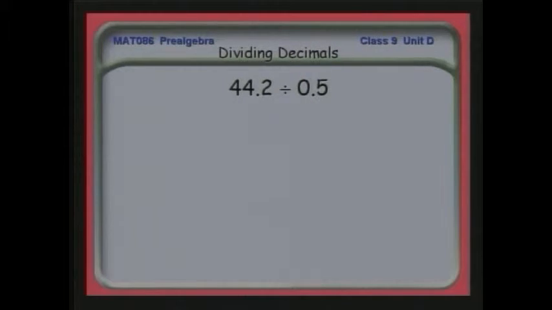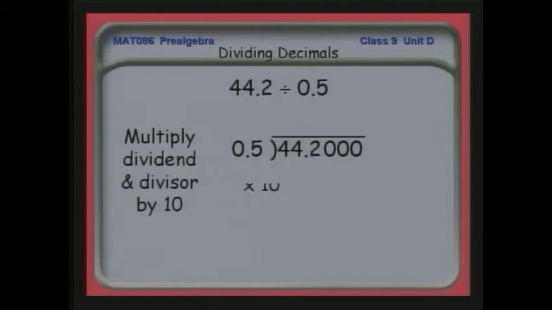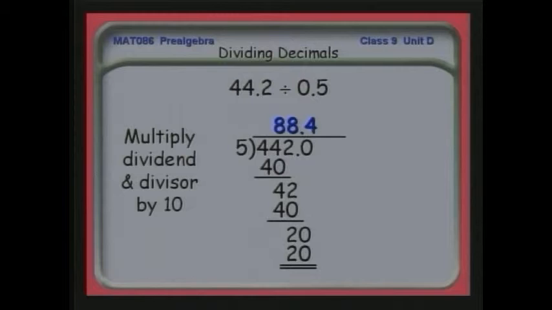I want to do that division, but I have a 0.5 that I'm dividing by. What I need to do is multiply the 0.5 by 10, and doing that will effectively move the decimal point one space to the right. But if I move that decimal point one space to the right, I need to move the decimal point in the number I'm dividing by an equivalent number of spaces, and I've changed the problem to that, where now I'm dividing by a whole number. When I do that, the result is 88.4.